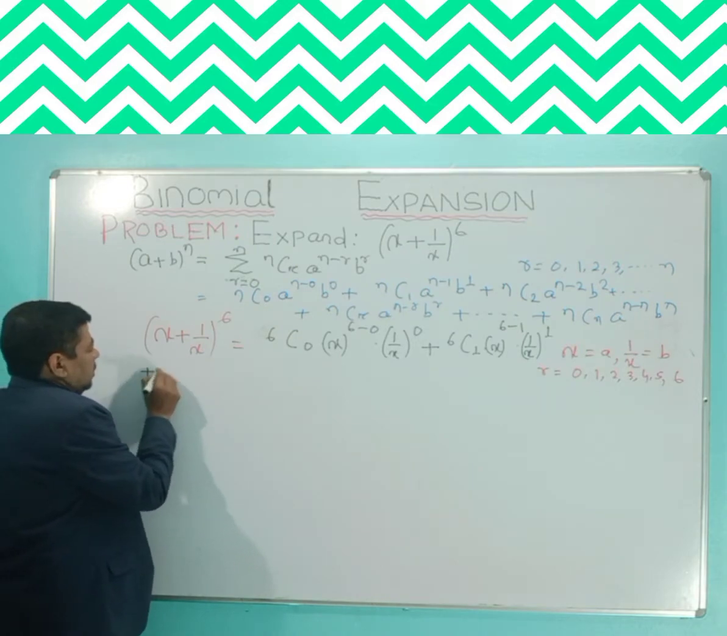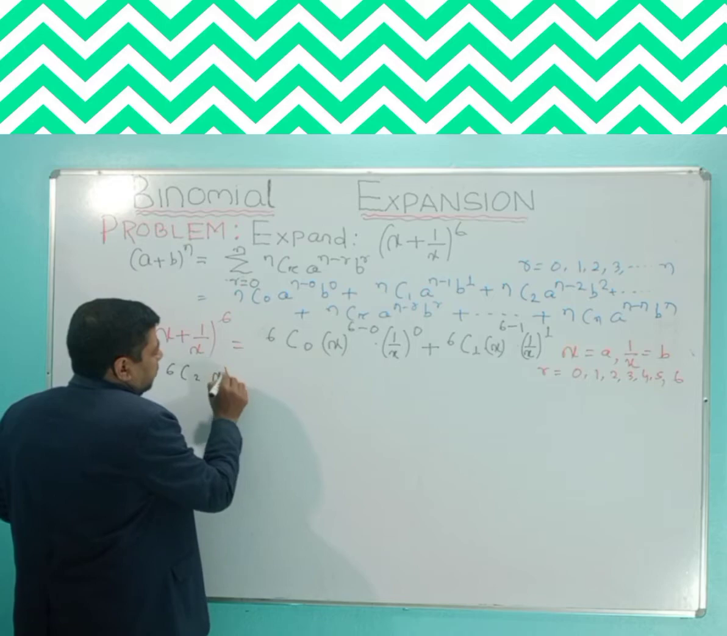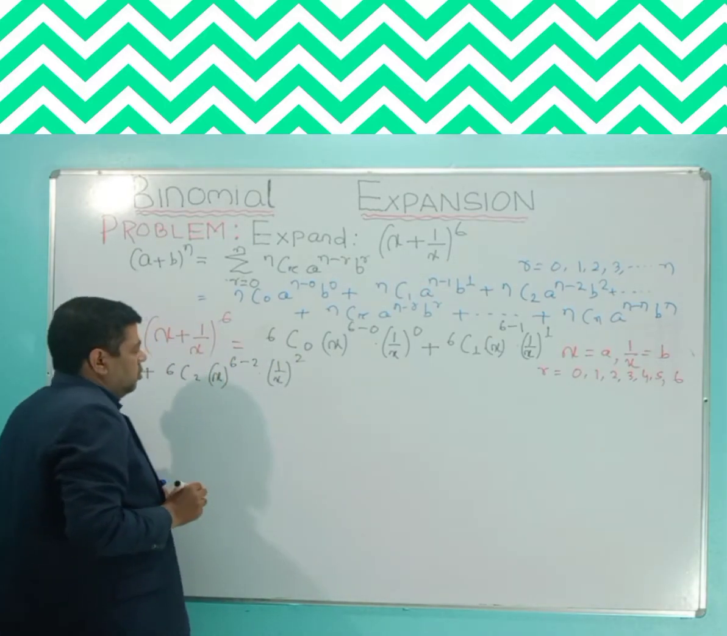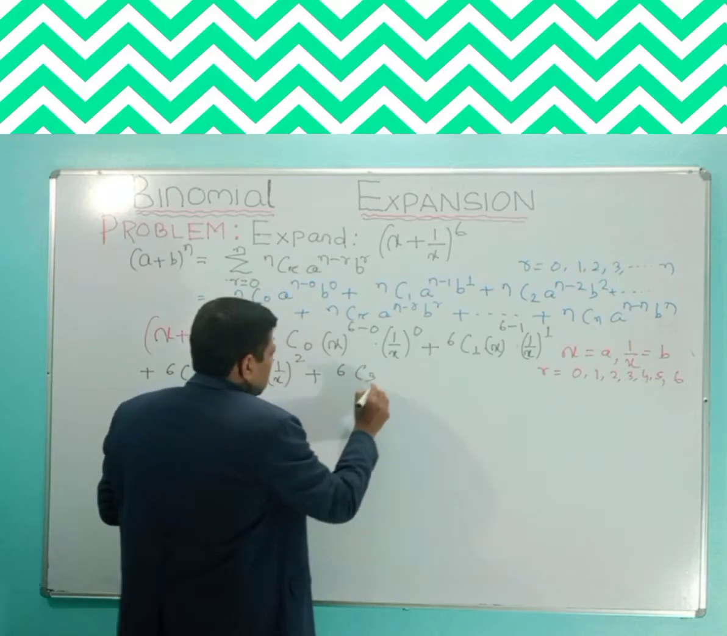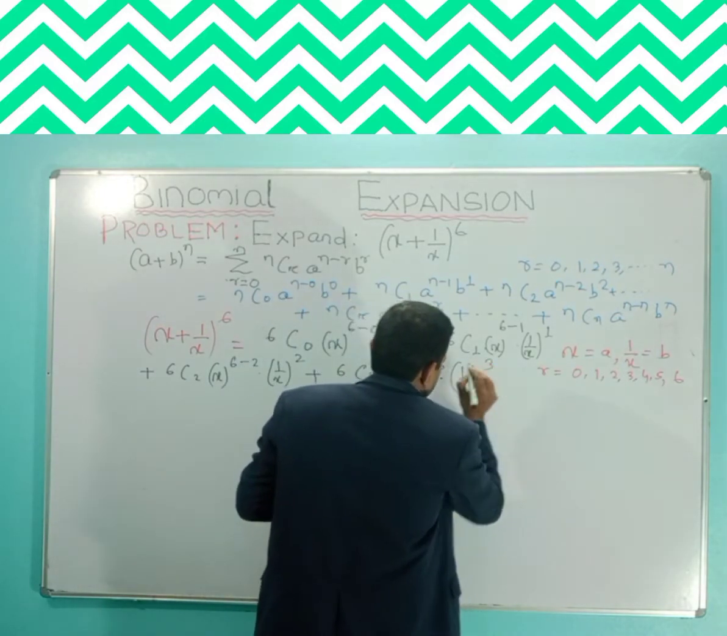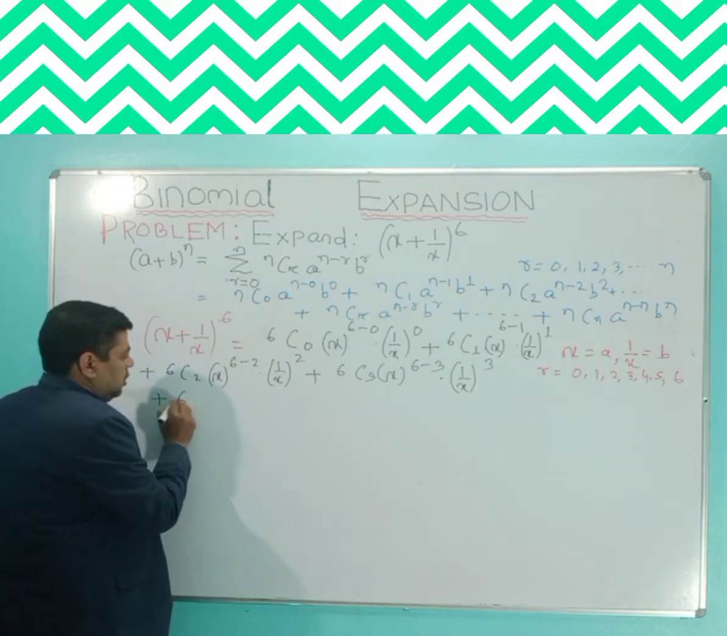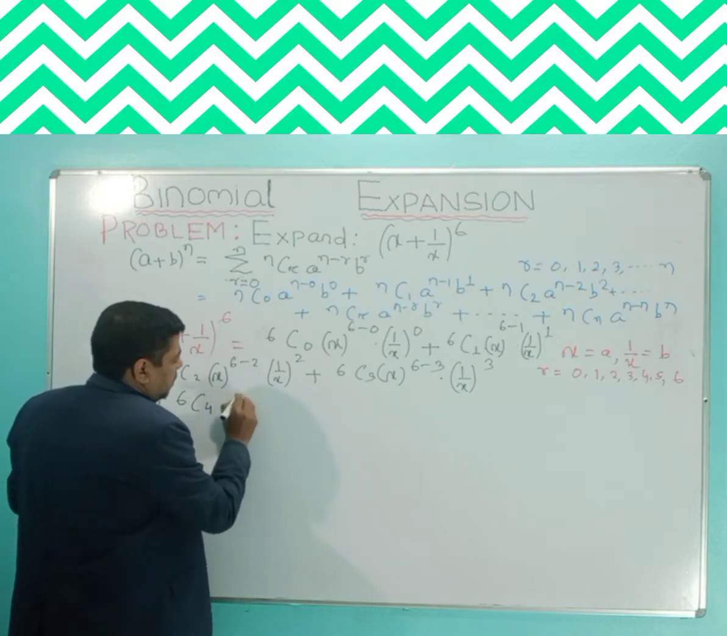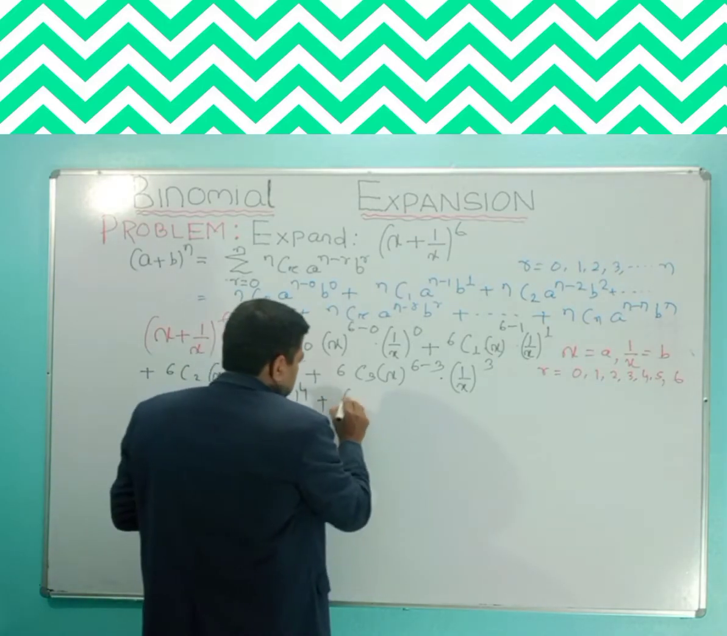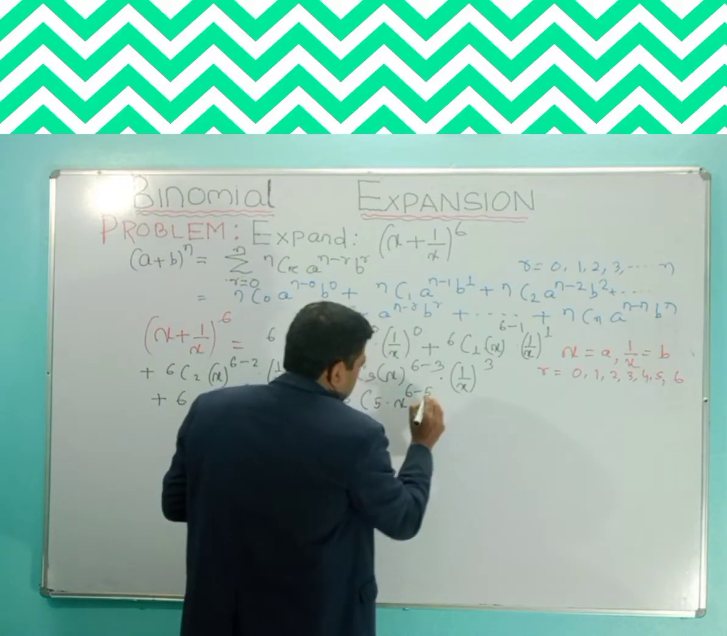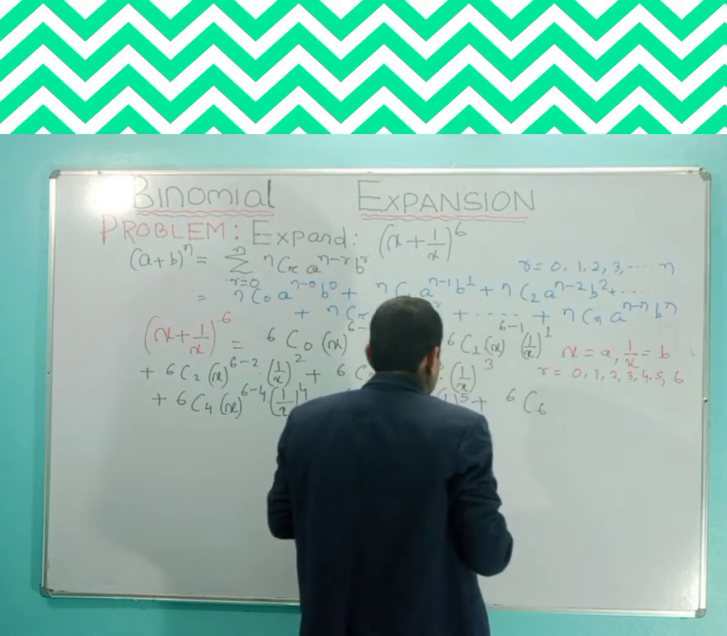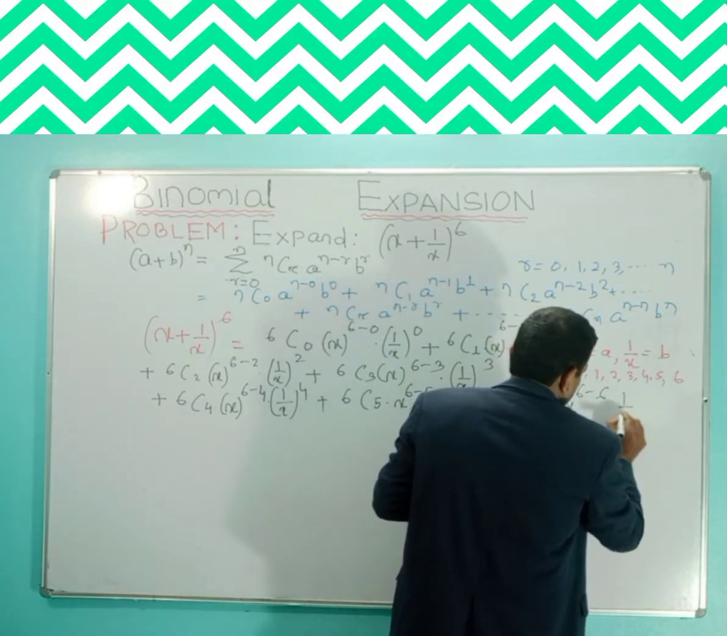Then 6c2 x to the power 6 minus 2 into (1 upon x) whole to the power 2, plus 6c3 x to the power 6 minus 3 into (1 upon x) whole to the power 3, plus 6c4 x to the power 6 minus 4 into (1 upon x) whole to the power 4, plus 6c5 x to the power 6 minus 5 into (1 upon x) whole to the power 5, plus 6c6 x to the power 6 minus 6 into (1 upon x) whole to the power 6.